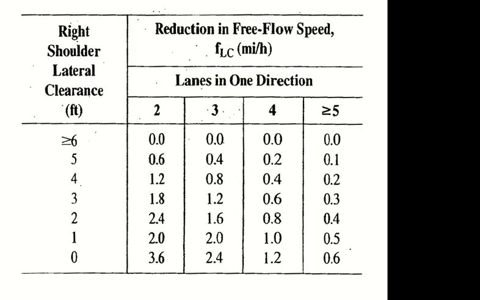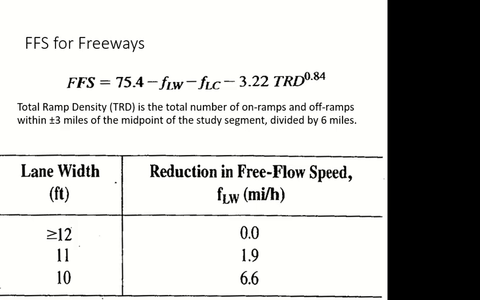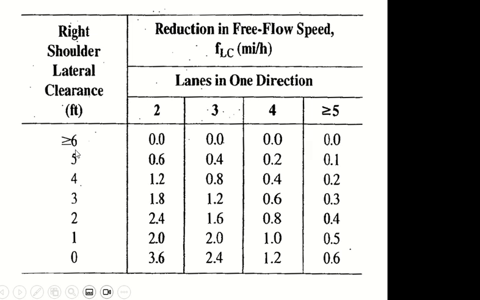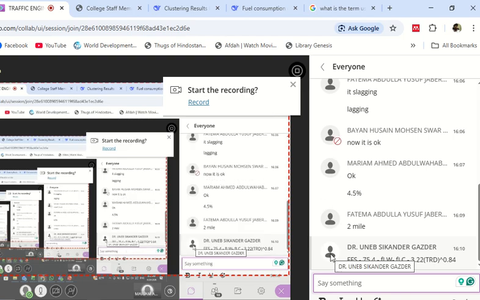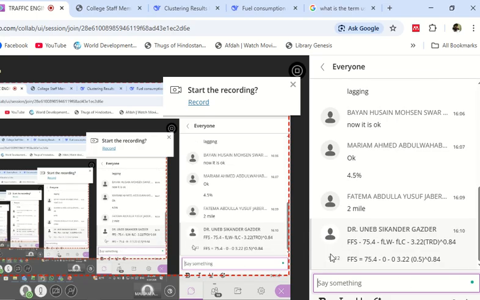So I can assume that I will make the lane width 12 feet or more and the lateral clearance 6 feet or more. Both factors become 0. This is what I'm assuming. It's not given, and I'm assuming because it's a design problem, the highway is to be designed, so it will be constructed later. 0.5 was TRD which was given. The rest of the things are assumed.